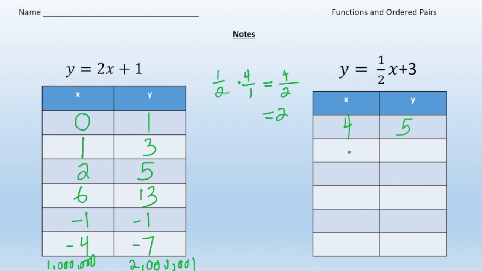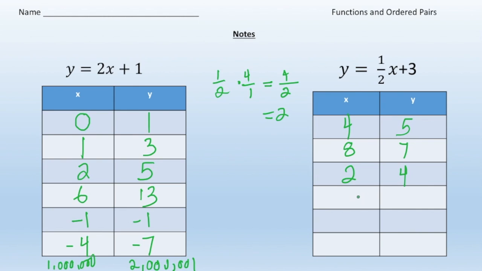All right, let's say if I use 8 for x. Okay, 1/2 times 8, or half of 8, is 4, and 4 plus 3 is 7. Say if I use the number 2 for x. Well, 1/2 times 2, well, half of 2 is 1, and 1 plus 3 is 4.